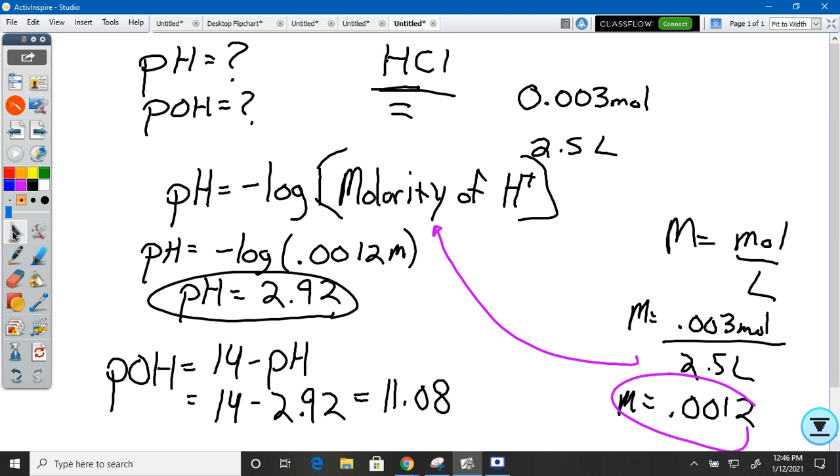Now you guys remember, you could do this without a calculator if your molarity is really, really simple. So if you had a molarity that was like 0.001, it would be really simple to do. You wouldn't need the calculator. So that is getting the pH from molarity.